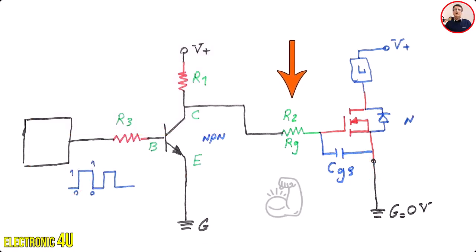In strong MOSFETs, in order not to create a ring on the gate, they often increase the value of this resistance, which reduces the switching speed.